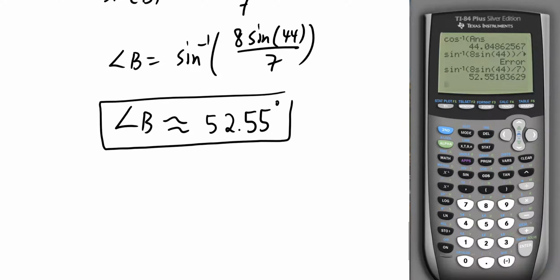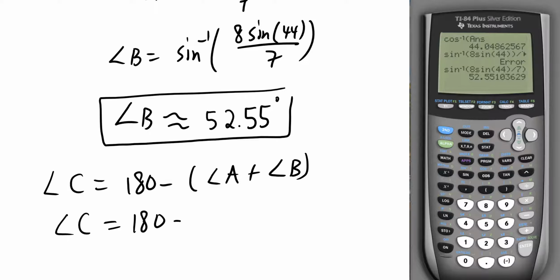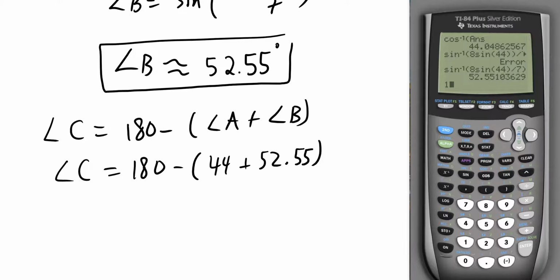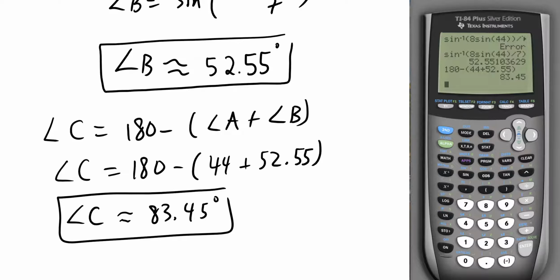Now to find angle C, angle C is 180 minus the sum of angle A and angle B. So angle C is going to be 180 minus, this one we found, 44, and this one we just found, 52.55. So 180 minus the sum of 44 plus 52.55. What does that give us? So angle C is about 83.45 degrees.